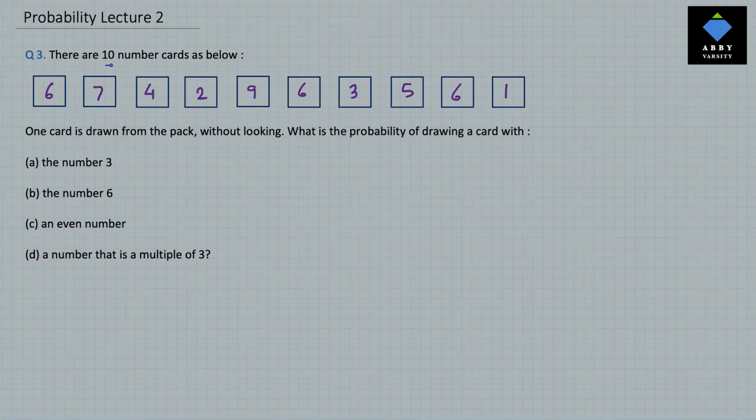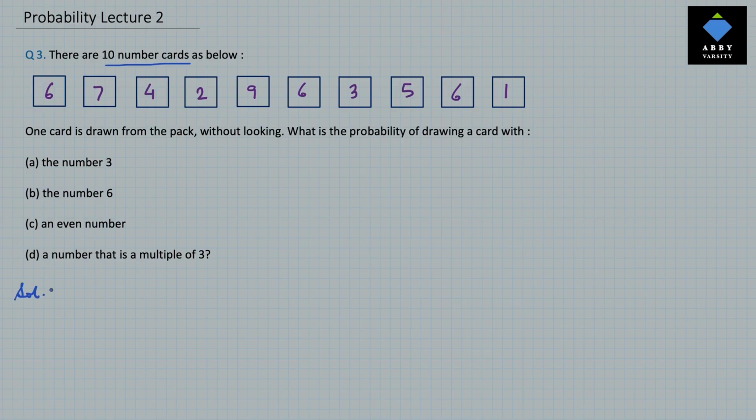Question 3. There are 10 number cards as below. One card is drawn from the pack without looking. What is the probability of drawing a card with the number 3, the number 6, an even number, and a number that is a multiple of 3?